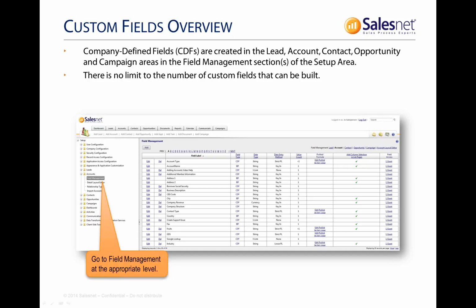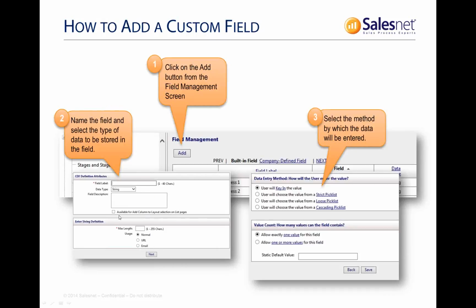So you have to first decide, what kind of data am I storing? Does that piece of data go along with the account record or an opportunity record? And then you have to go configure the field in that area. So how do we add a custom field? Pretty simple. You basically get a short wizard that walks you through setting the field up. When you go into field management, you're going to see an add button. When you click the add button, you get to name the field.